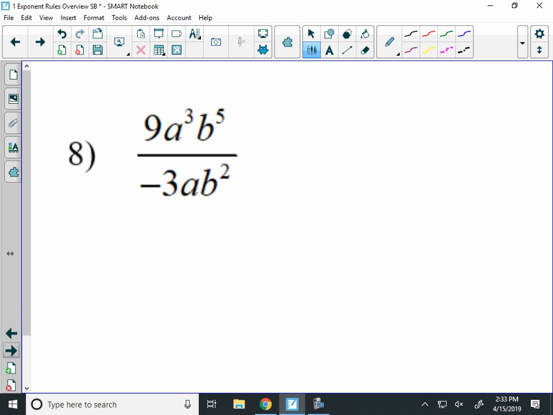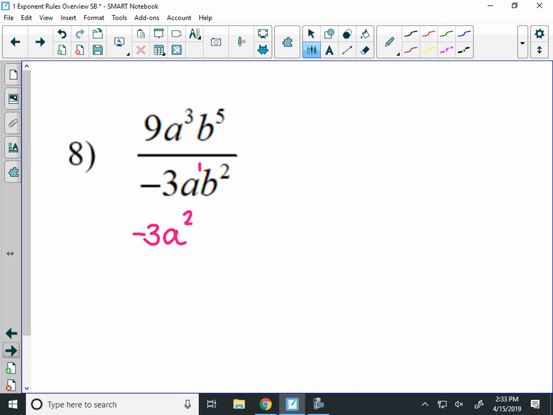All right, number 8. When I have a fraction, it means that we're going to divide terms. Always start with the numbers, then the a's, then the b's. 9 divided by negative 3 is negative 3. Now, when I have a fraction, a to the third over a to the first, I'm going to subtract those exponents. 3 minus 1 is 2. So I'll have negative 3a squared.